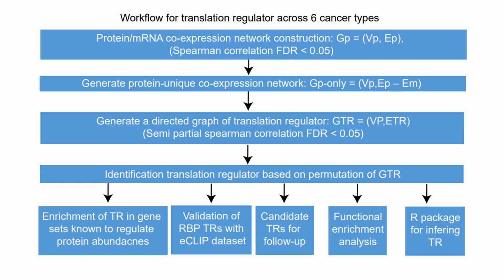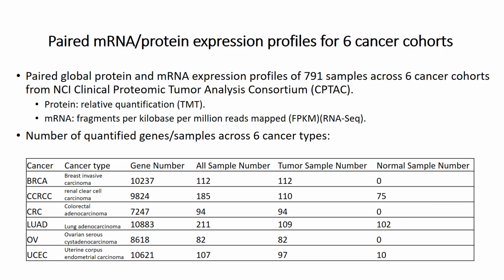Here is the workflow of our project. Briefly, we predict translation regulation based on a 4-step computational pipeline and wrap the pipeline into an R package. We use known functional gene sets to validate our predicted translation regulation and reveal functions regulated by translation regulators. We would introduce them one by one. First, let's see the data.